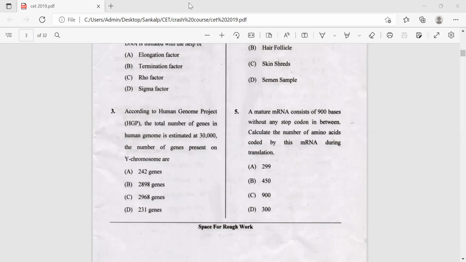According to the Human Genome Project, the total number of genes in the human genome is estimated at 30,000. The number of genes present on the Y chromosome are: option A, 242 genes; option B, 2898 genes; option C, 2968 genes; option D, 231 genes. Janvi answered option D. Navya answered option C. Kirtana, option C. Sindhu, option D. Vani KS, option D. So option D, 231 genes, is the right answer.